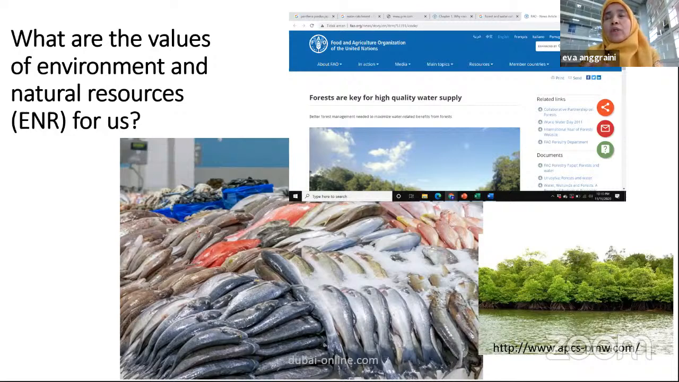This is to stimulate how we look at our environment and natural resources. If you look at your surroundings, or at the resources in your country or near your hometown, what do you think about the value of the environment and resources there? It is probably obvious that fish in the lake or in the sea have value because they provide us with protein, with food.